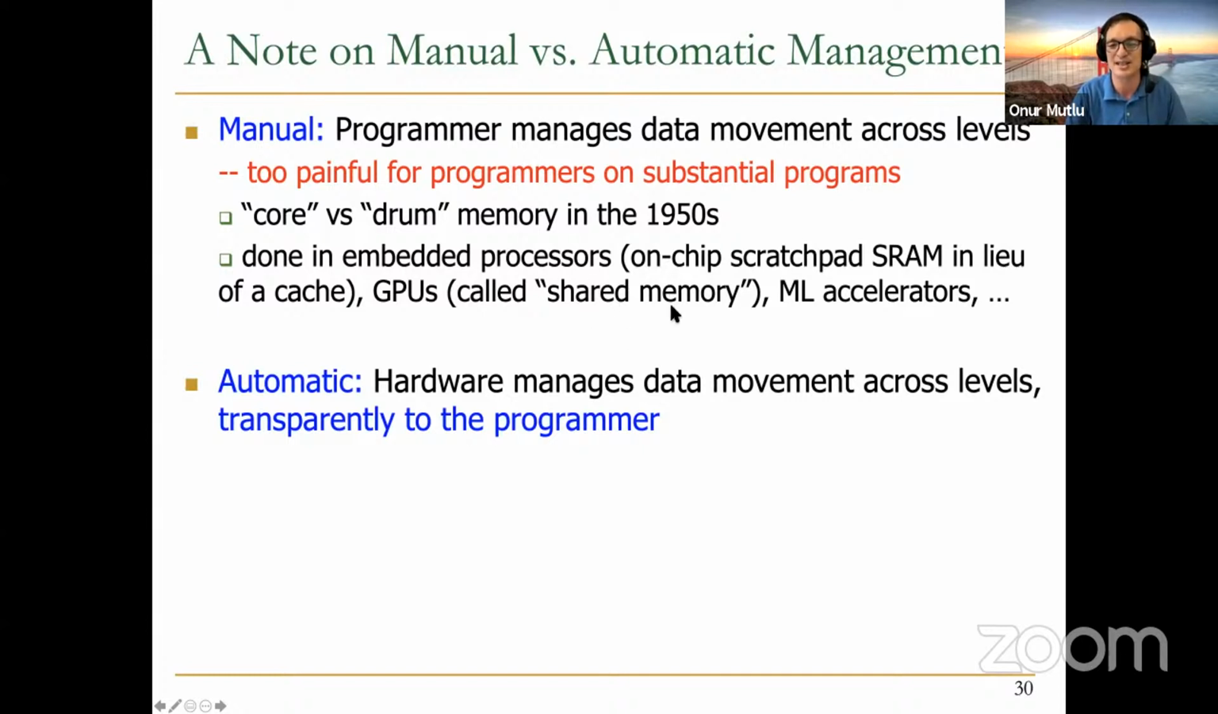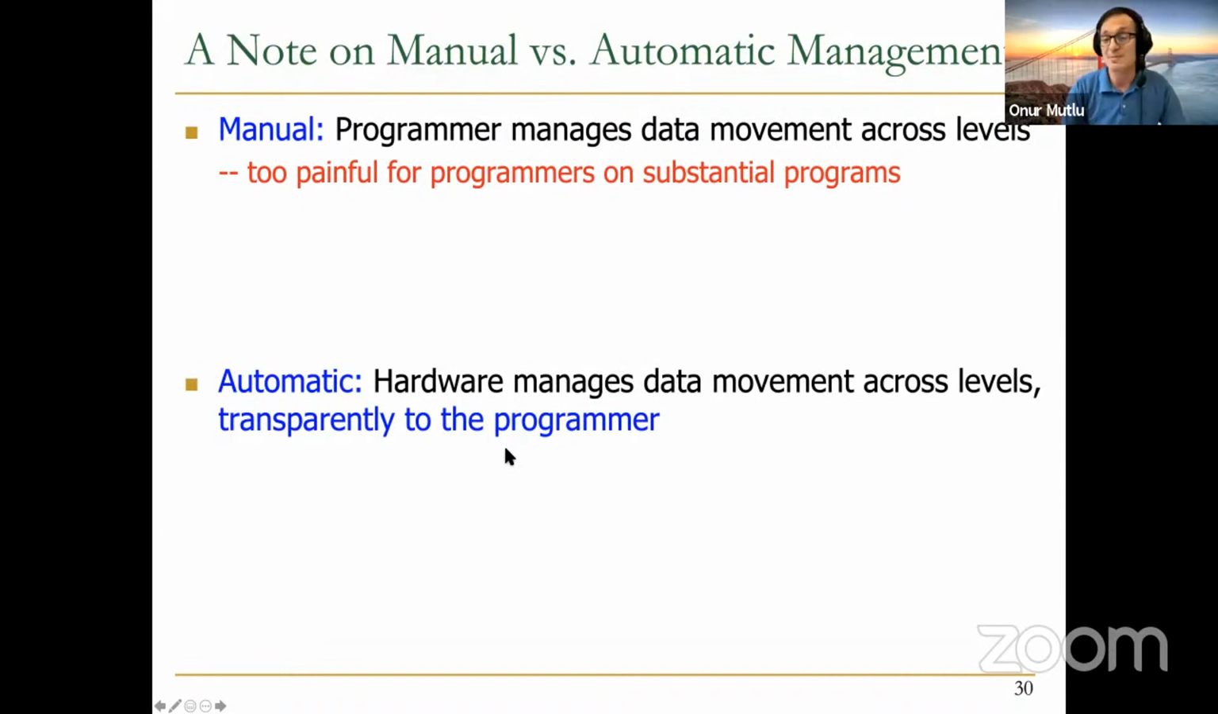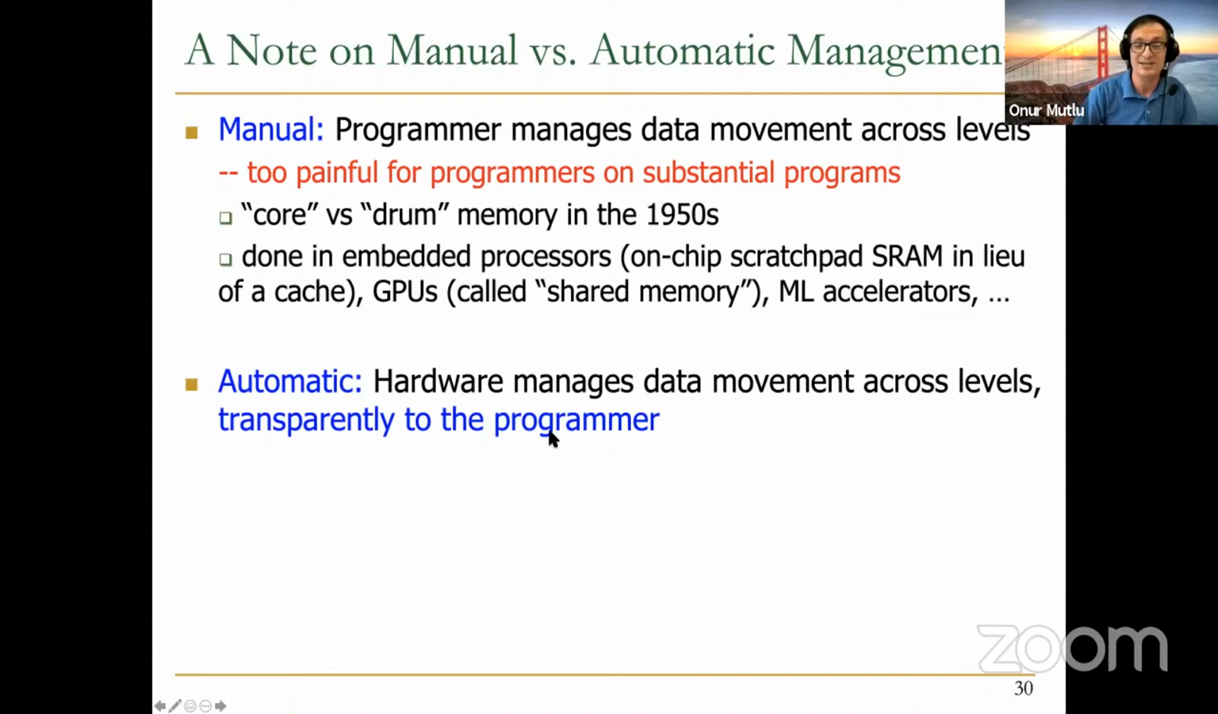That's what distinguishes it. So some machine learning accelerators also have scratchpad memories today, increasingly, because, again, programs are relatively simple. You can actually manage the memory hierarchy potentially better than what hardware could do. But GPUs also have caches today that are automatically managed. I'm going to show you examples of this. Automatic management, hardware manages the data movement, as we said, transparent to the programmer.